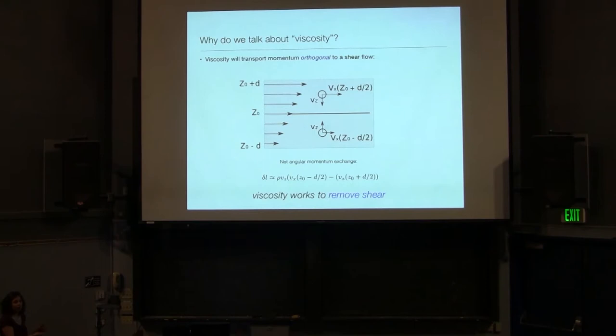Right? This is what you know naturally. Like if I put a record down on a record player and poured a viscous fluid on top of it, it would slow down the movement of the record relative to the source. So that's exactly what viscosity does. And in this context, it's very easy to see why maybe viscosity would transport angular momentum outward.